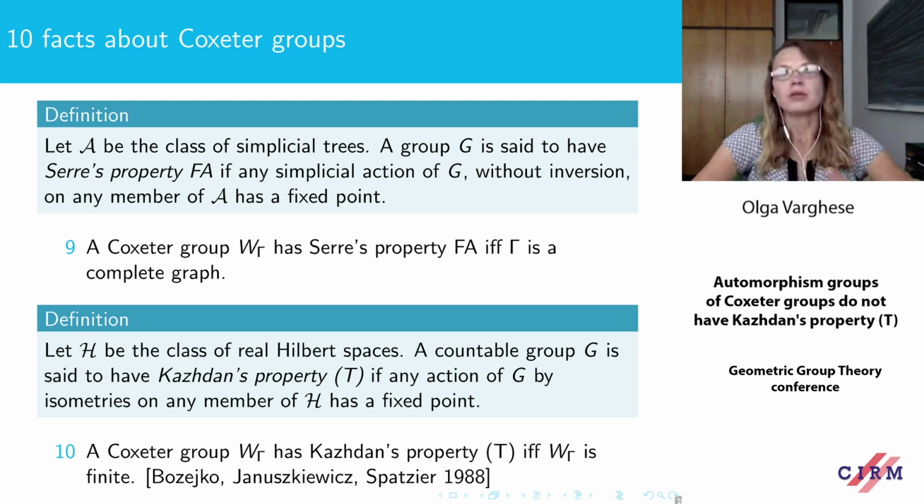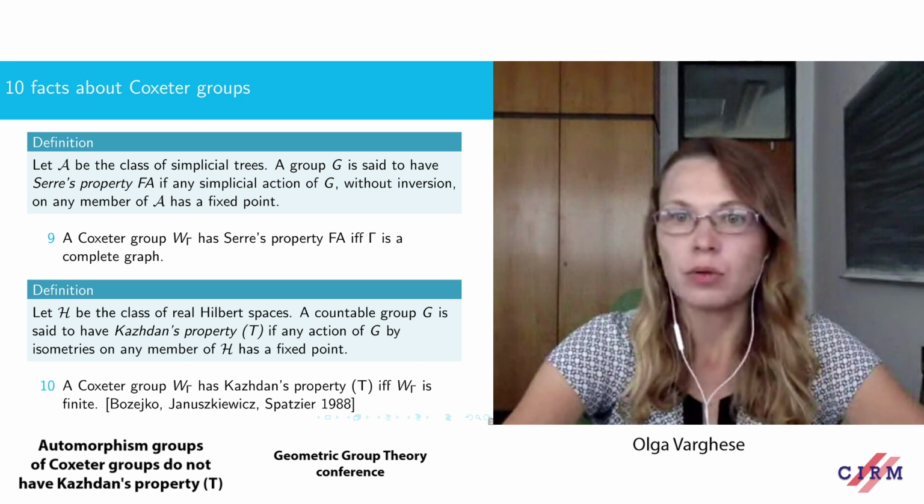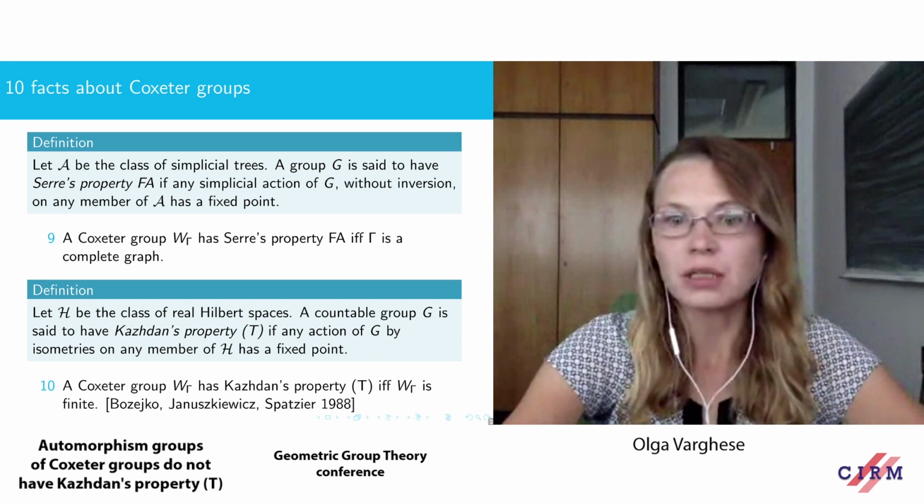Many properties of a Coxeter group can be checked easily on the graph gamma. So let us figure out some properties of the right-angled Coxeter group W gamma where the graph is a Petersen graph.